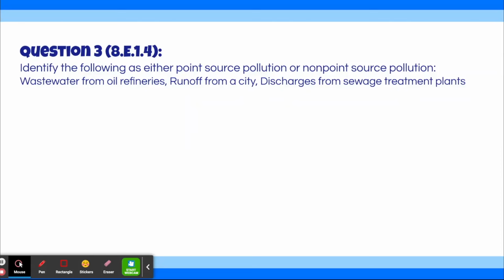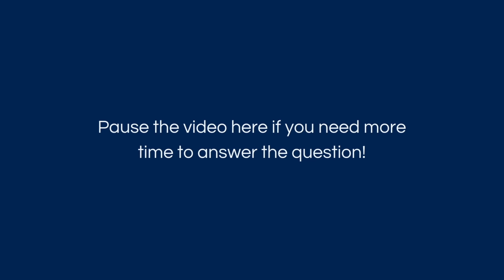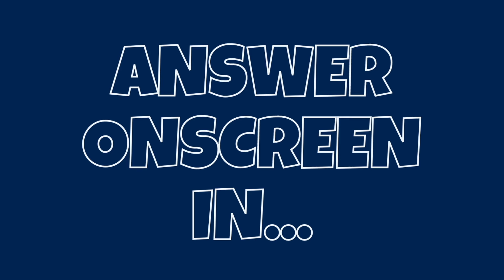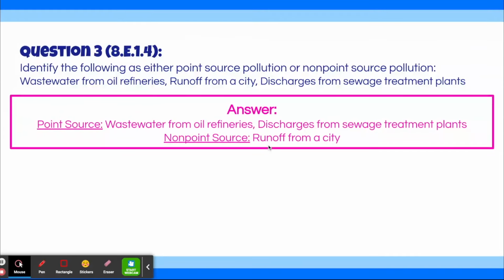Question 3. Identify the following as either point source pollution or non point source pollution: wastewater from oil refineries, runoff from a city, and discharges from sewage treatment plants. So here are the answers. The point source pollutions are wastewater from oil refineries and discharges from sewage treatment plants, and the non point source pollution is runoff from a city.